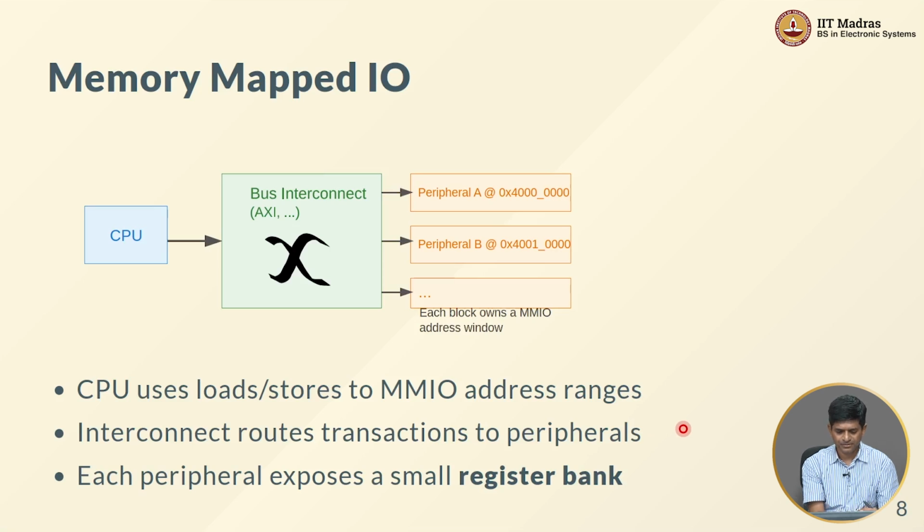Now, as I said, this interconnect plays a fairly important role here. It routes the transactions, whatever read write operations are trying to happen from the CPU, to whichever peripheral is actually supposed to respond to it. And each peripheral in turn will expose a small register bank, a set of registers that you can read from the CPU or write from the CPU, and this is what we will be taking up as an example and walking through.